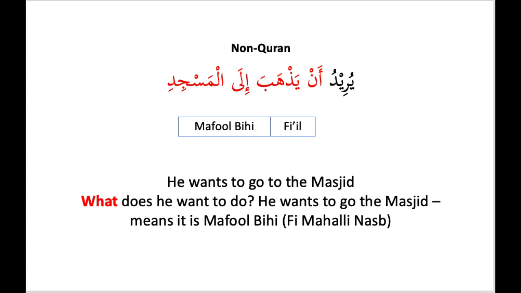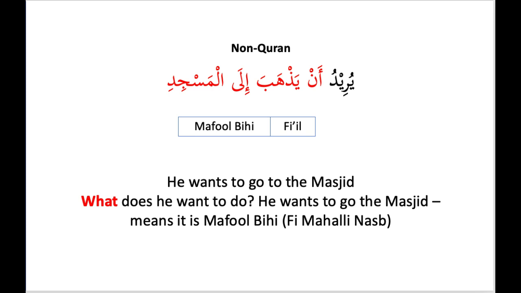Yuridu ayyadhhaba ilal masjidi. Here yuridu is a fi'l. It means he wants. Ayyadhhaba means to go. He wants to go. Ilal masjidi, to the mosque. Yuridu ayyadhhaba ilal masjidi. So whenever you have got a fi'l fa'il, yuridu has got a hidden fa'il which is huwa. The grammar rule of Jumlatul Fi'liya is that after a fi'l fa'il, Mafool bihi comes.